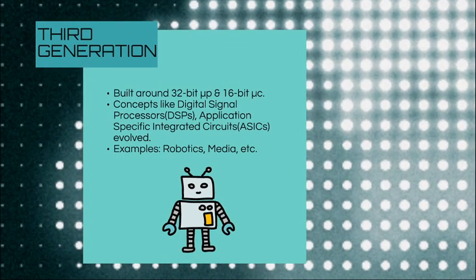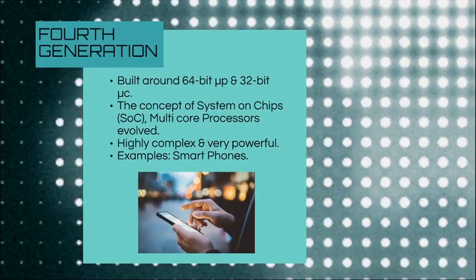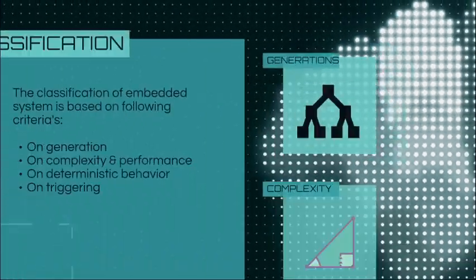Third generation embedded systems were built around 32-bit microprocessor and 16-bit microcontroller. Concepts like DSP and ASICs evolved in this generation. Robotics machineries can be considered as an example for third generation embedded system. In fourth generation embedded systems, they are built on 64-bit microprocessor or 32-bit microcontroller. System on chips were introduced in fourth generation. Your handheld devices can be categorized into fourth generation embedded systems.